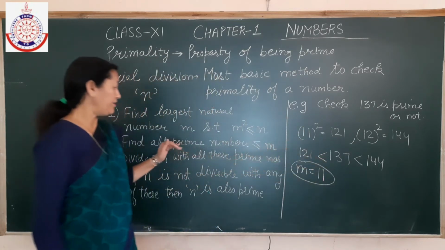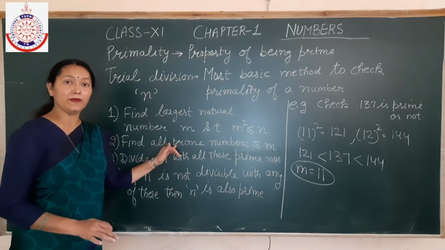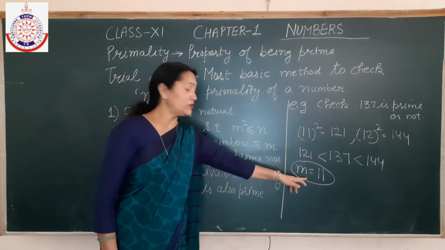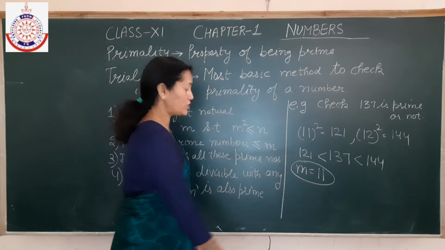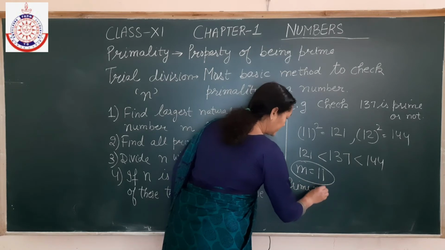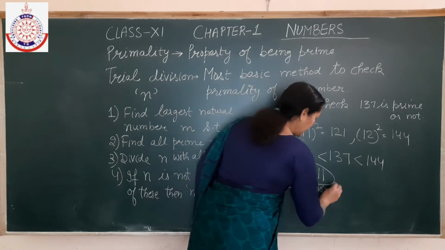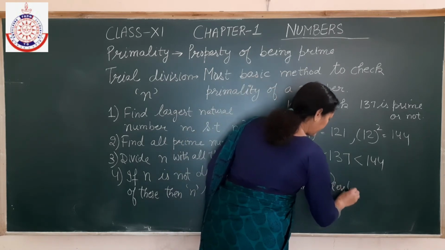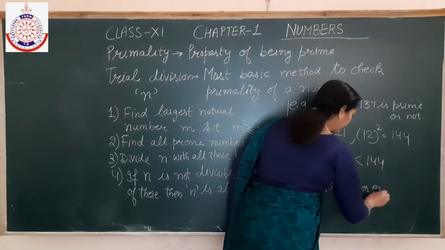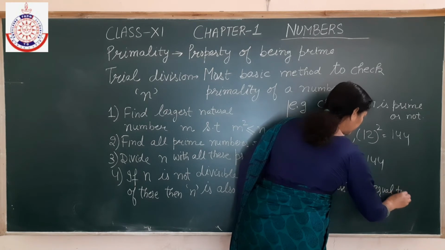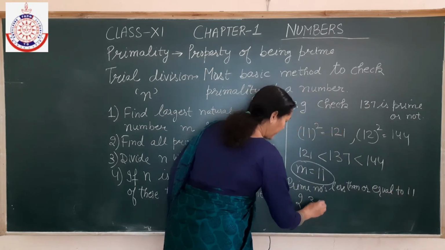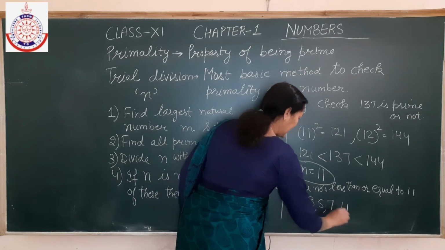Next step, we have to find all the prime numbers that are less than or equal to this selected number. So prime numbers less than or equal to 11 will be 2, 3, 5, 7, 11.